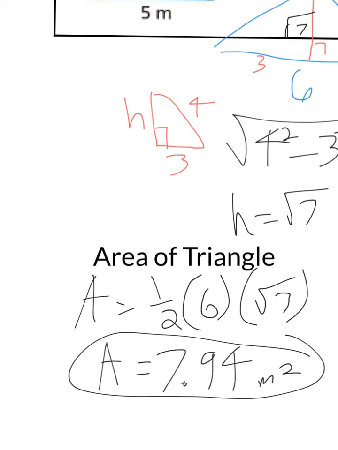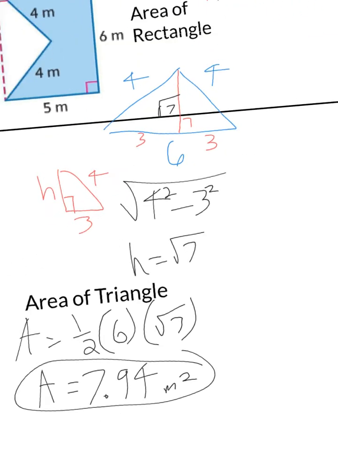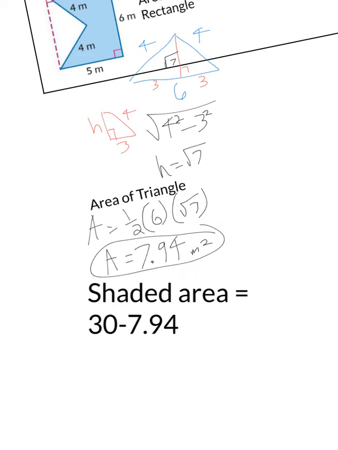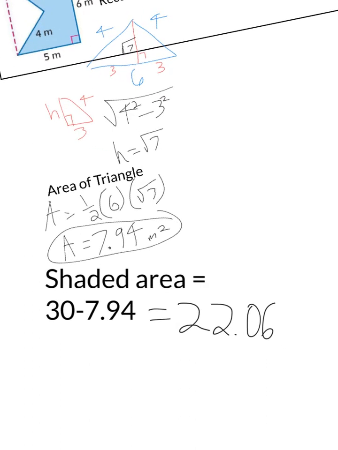Next, I need to look at, well, I had the area of the rectangle, the area of the triangle. The triangle is unshaded, so just subtract. So my shaded area is going to be 30 minus 7.94. Type that into your calculator, you get a shaded area of 22.06 meters squared. All right, so that's what you do if it's unshaded.